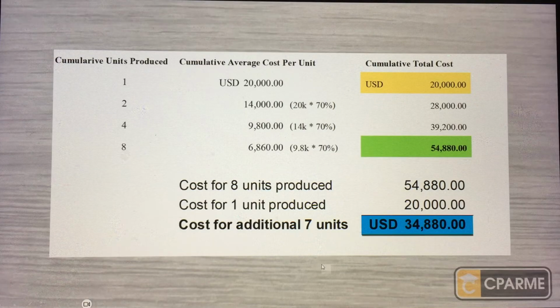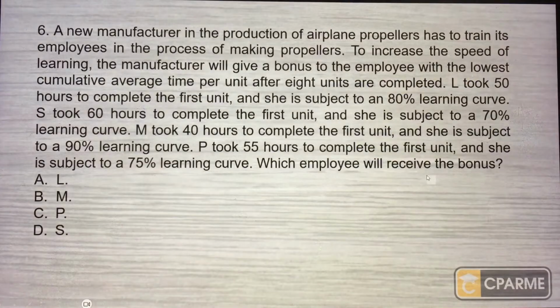So that's it. This is the way of presentation that I used so that you could easily understand. Okay, let's proceed to the next question.